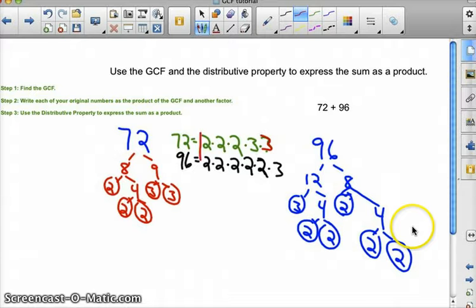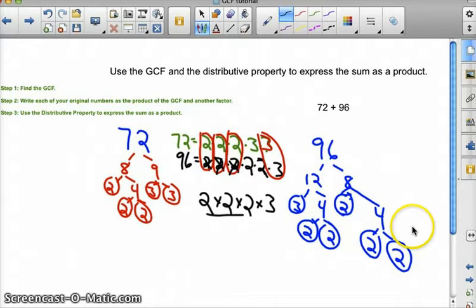You want to find the ones they have in common. They both have a 2, they both have another 2, they both have another 2, okay, they both have a 3. So the common factors, the prime factors they have in common are a 2, another 2, another 2, and a 3.